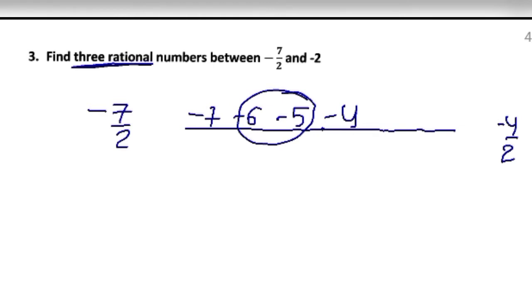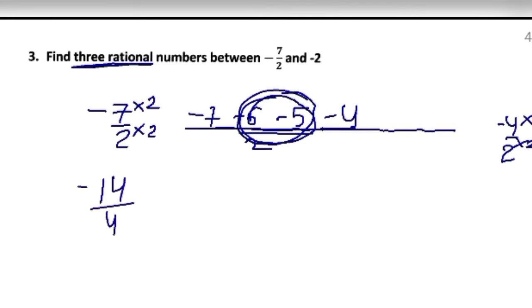Okay, so -7 upon 2 and -4 upon 2, if we draw a number line, we have two rational numbers between them, -6 upon 2 and -5 upon 2. So to find more rational numbers, we will multiply this numerator and denominator again by 2. This is -7 2s are 14 upon 2 2s are 4, -4 2s are 8 upon 2 2s are 4.